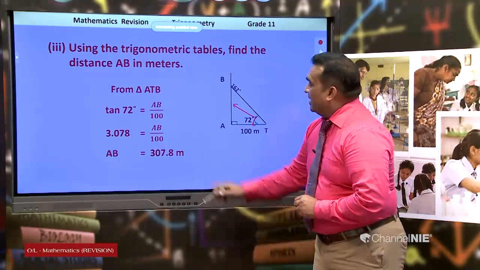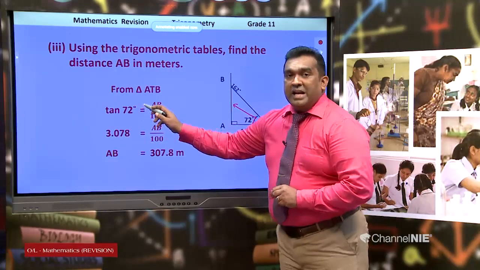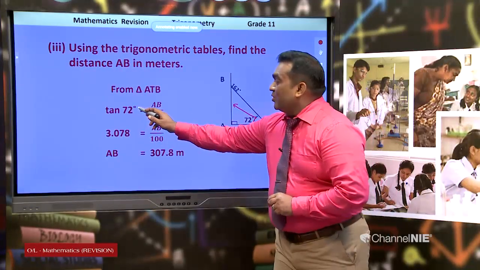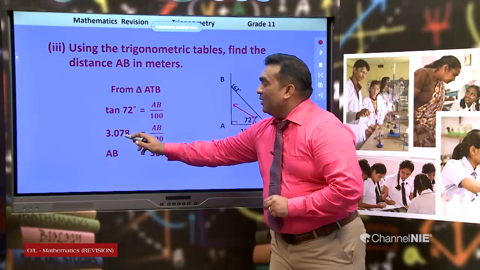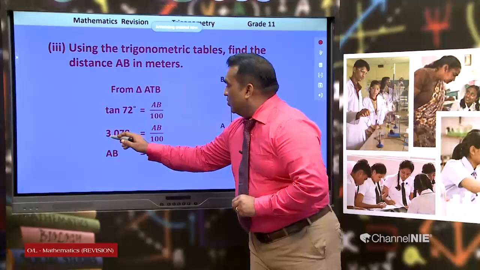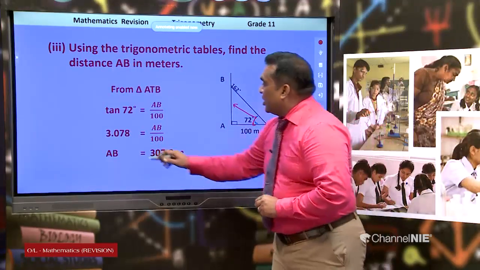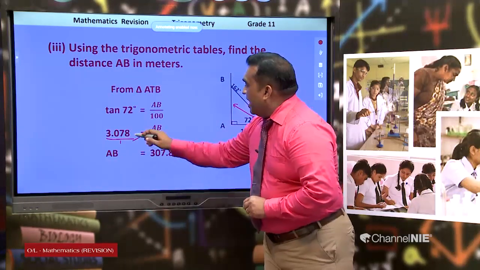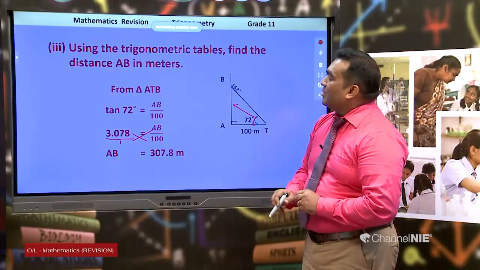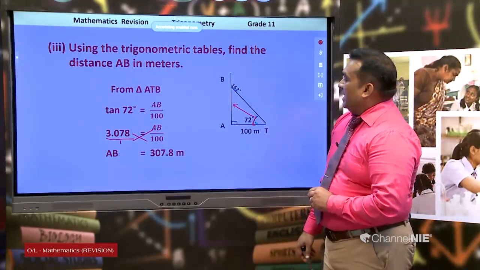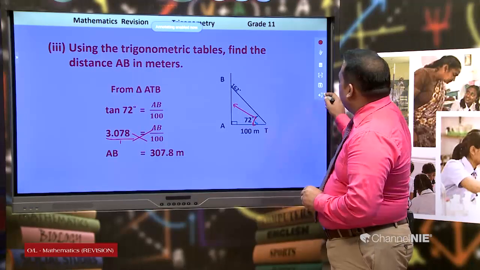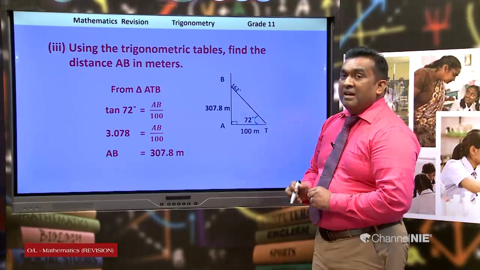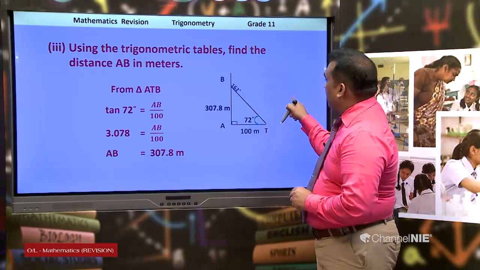Therefore, AB over 100. From the natural tangents table, 72 degrees gives 3.078. Now you can do cross multiplication. AB multiplied by 1 is AB, and 100 multiplied by 3.078 gives 307.8 meters. This is the length of AB.